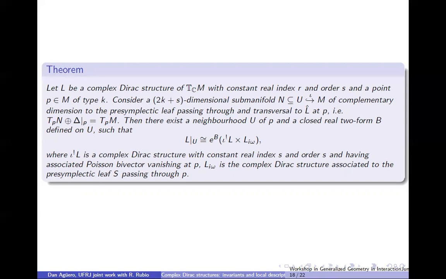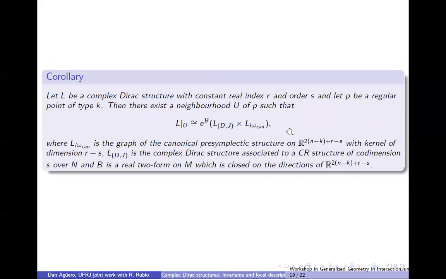As a corollary, we have the following. We have a complex Dirac structure with constant real index R and order S, and we have a point of regular type, that is, around a neighborhood the type is constant. Then there exists a neighborhood where L, restricted to the neighborhood, is equivalent to a transformation, not a beta transformation, of a product of a CR structure and the canonical symplectic space.